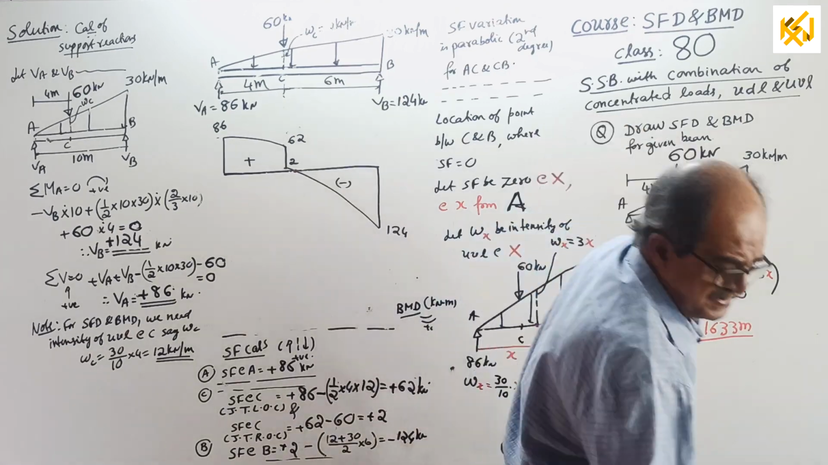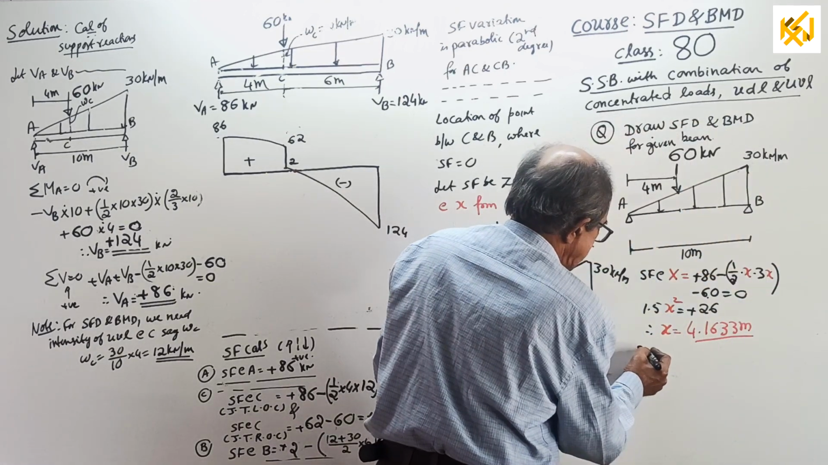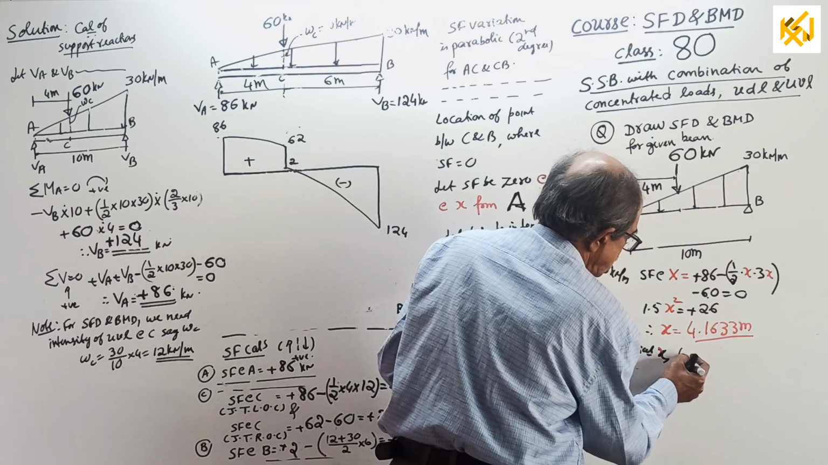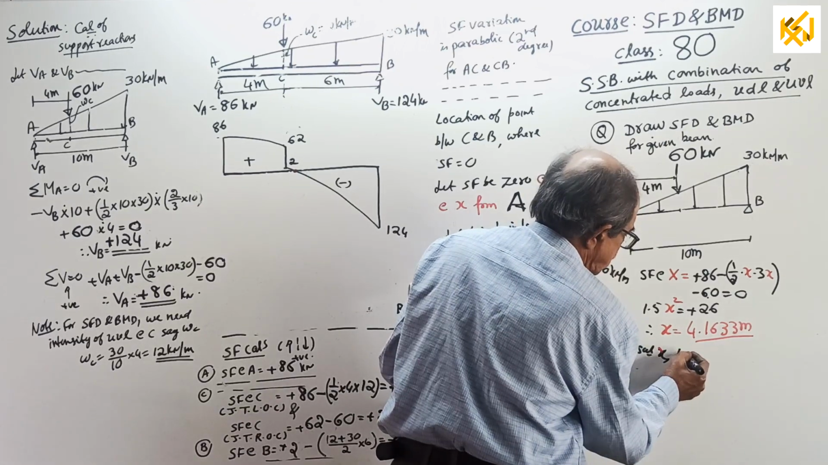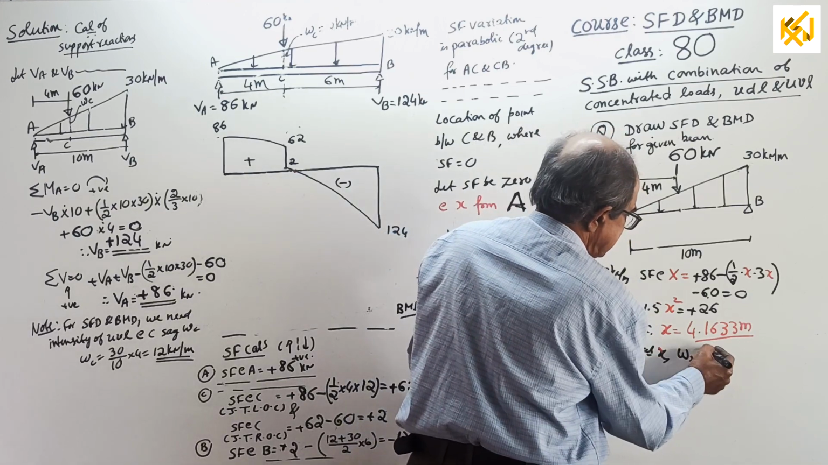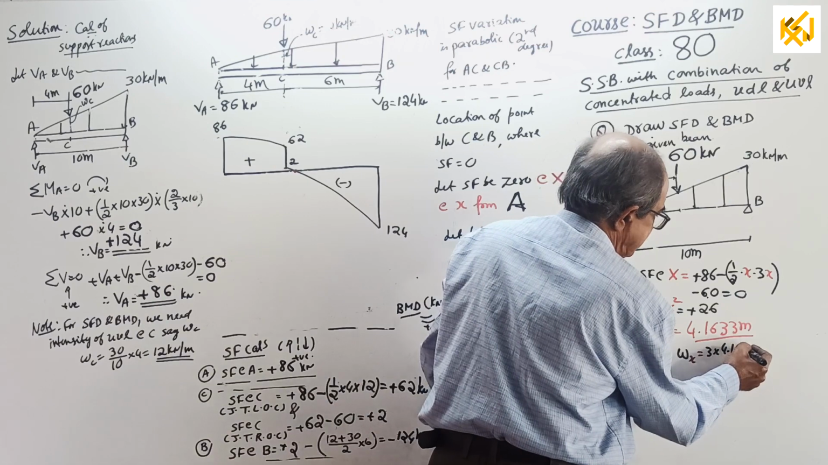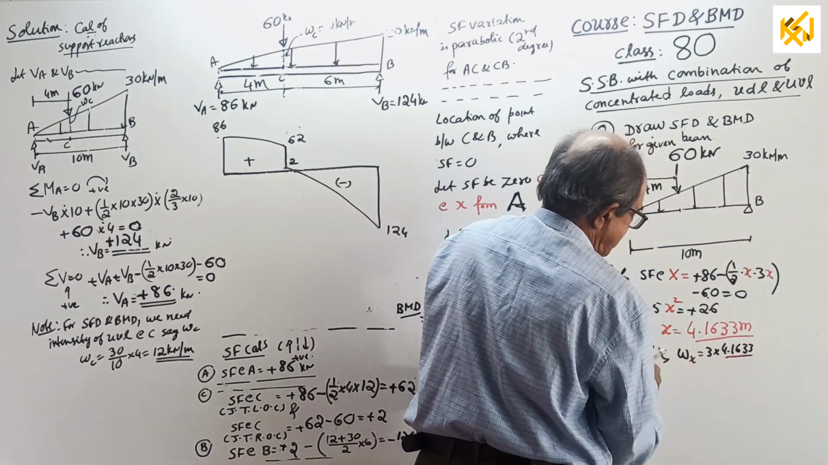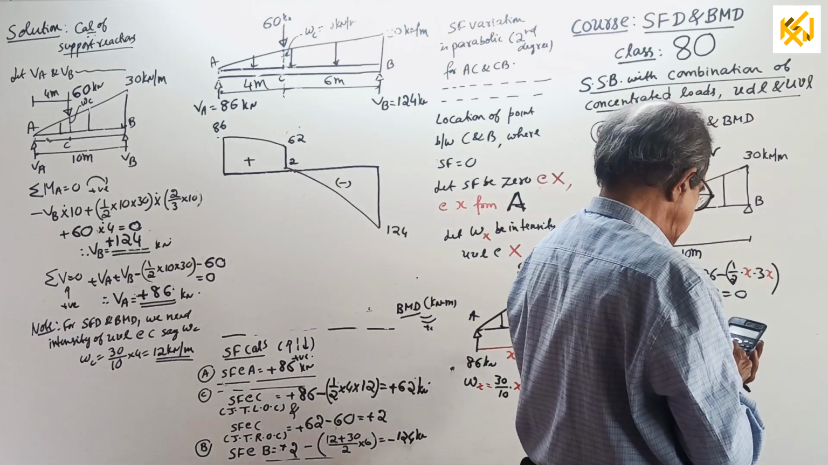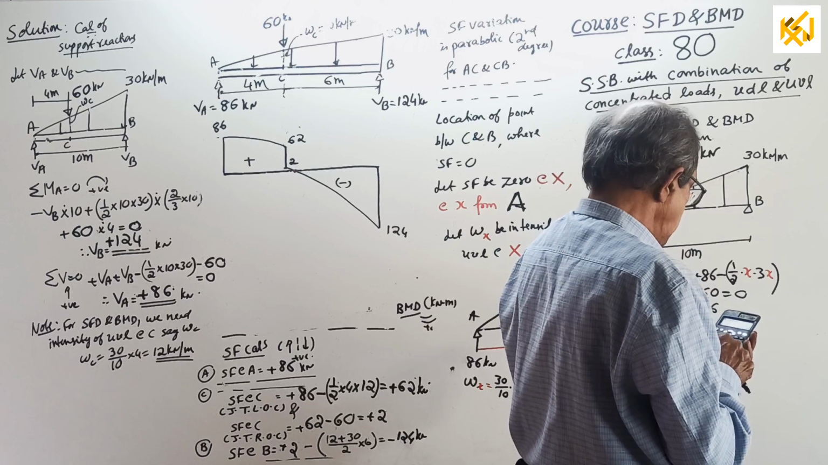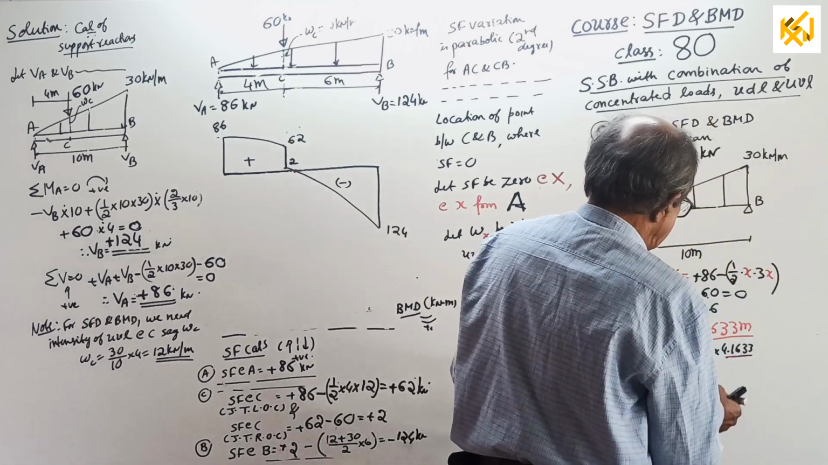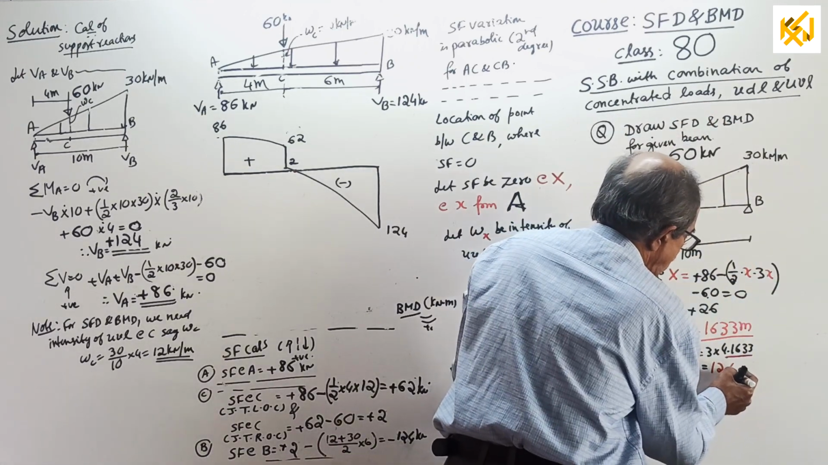Okay, now a little more work. Substituting x, you get intensity at x equal to, this you require for BM calculation. How much? 3x. 3 into 4.1633 will give you 12.4899, or 12.49 kilonewton per meter.